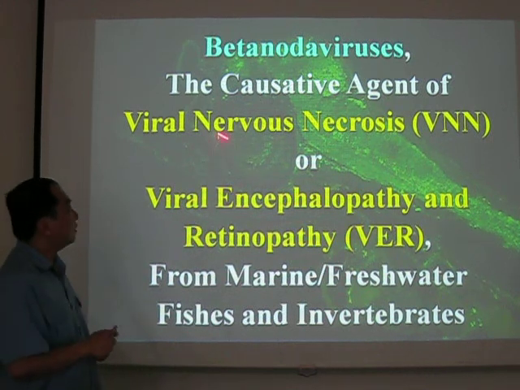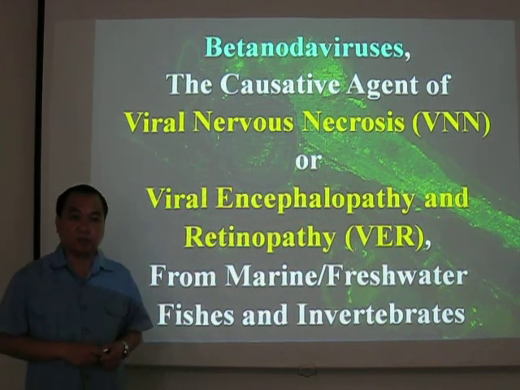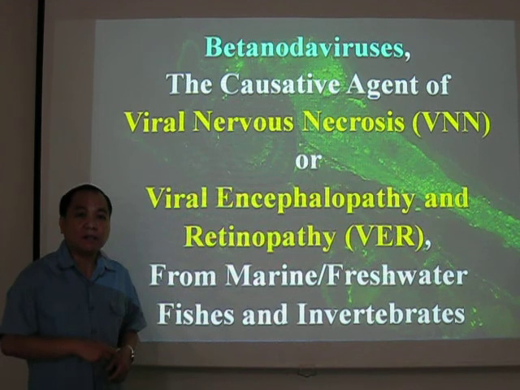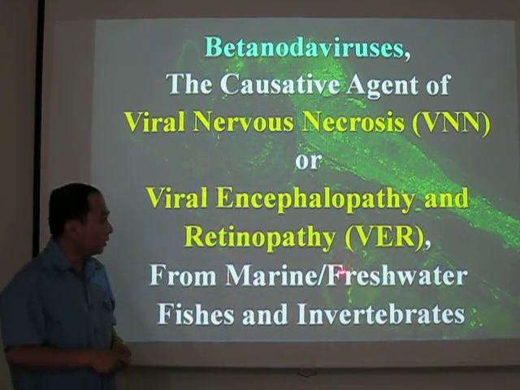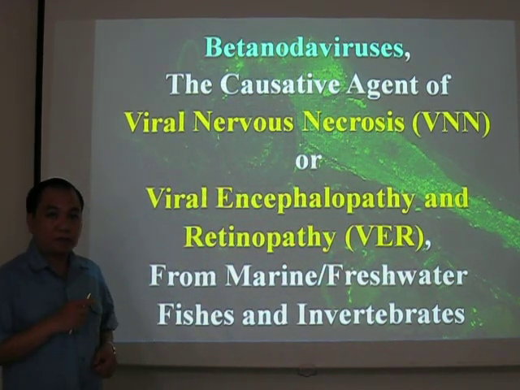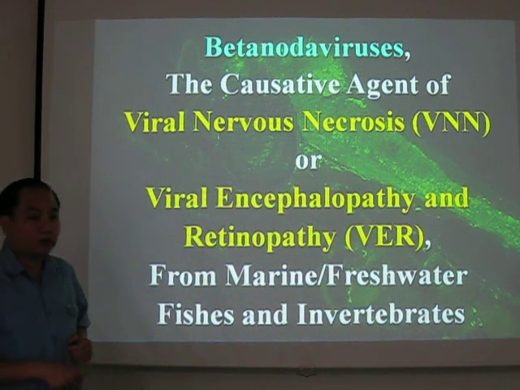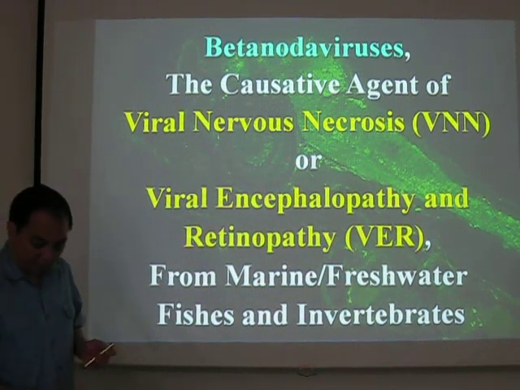Beta-nodavirus is a causative agent of viral nervous necrosis, VNN, or viral encephalopathy and retinopathy, VER, which infects marine or freshwater fishes and invertebrates.